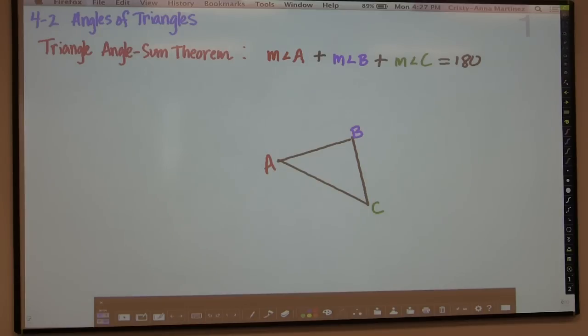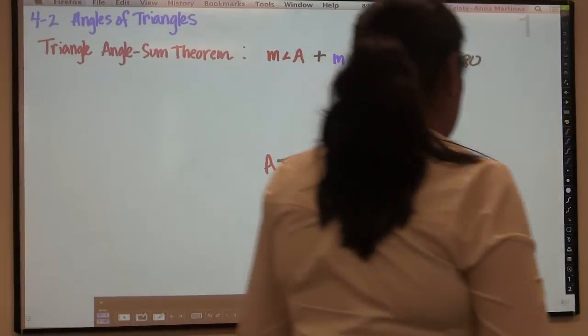theorem. And basically what it says is that the three angles that make up the triangle add up to 180 degrees. So at all times within a triangle, the three interior angles will add up to 180 degrees. And so you can see from the diagram that we have the measurement of angle A plus the measurement of angle B plus the measurement of angle C equals 180.